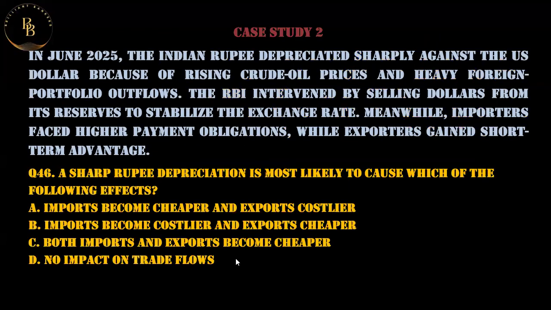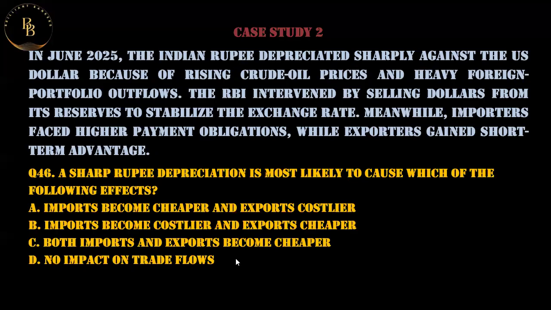Coming to case study number 2, we will have 5 questions in this also. In June 2025, the Indian rupee depreciated sharply against the US dollar because of rising crude oil prices and heavy foreign portfolio outflows. The RBI intervened by selling dollars from its reserves to stabilize the exchange rate. Meanwhile, importers faced high payment obligations, while exporters gained a short-term advantage. This is the case study.